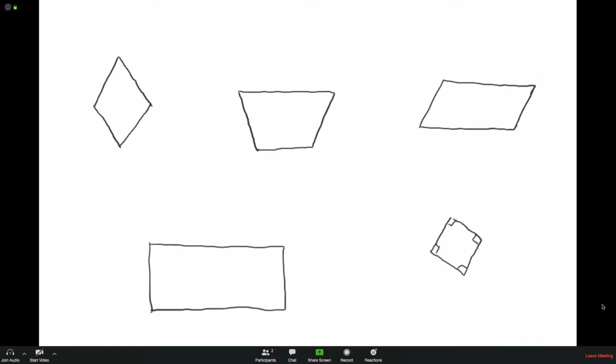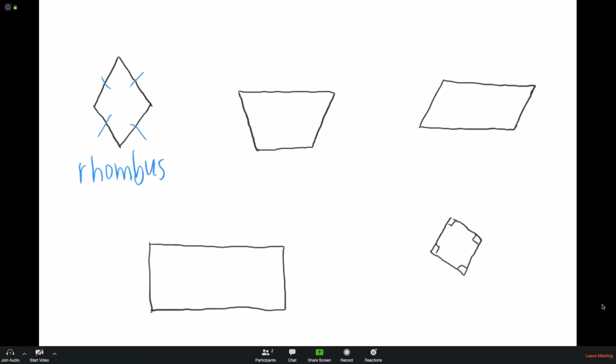So let's take a look at these that don't really have little markings on them. Here we can see that this side is parallel to this side. It's never going to touch. This side is parallel to this side. It's never going to touch. They look to be about the same lengths. So we're going to call this a rhombus.